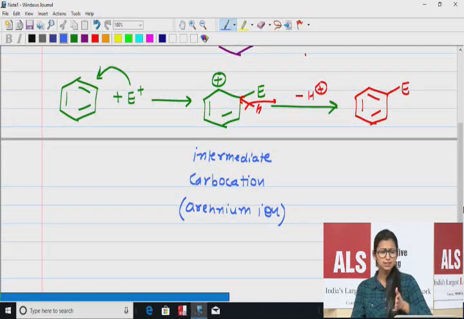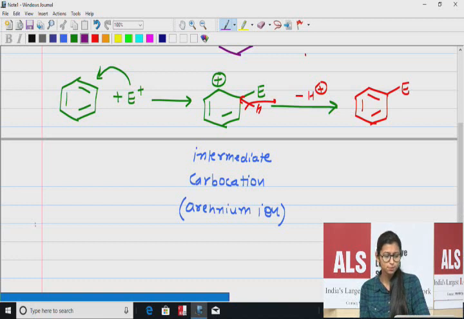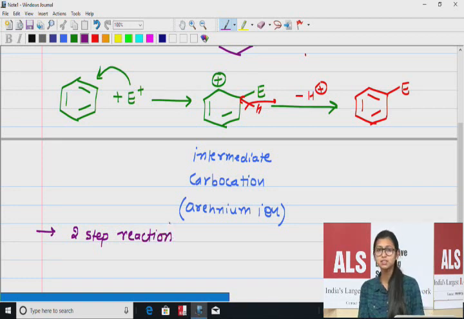I have told you in the last class also that this is a two-step reaction. We all know that. Which step is the slow step? The first step or the second step? Tell me.